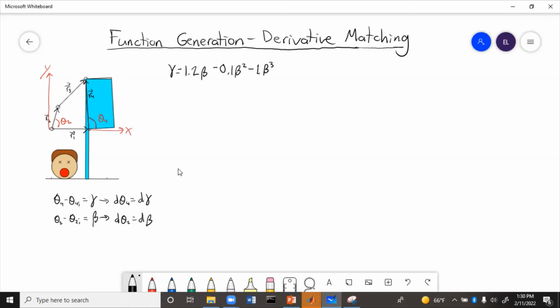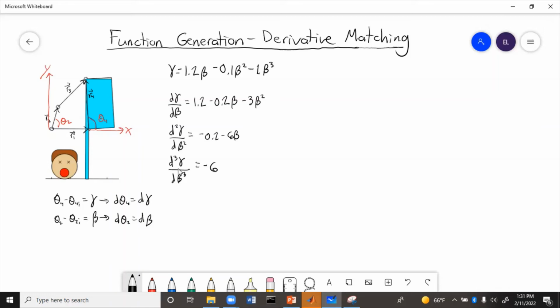So now we need to figure out the first 3 derivatives. We need d gamma d beta, which will be 1.2 minus 0.2 beta minus 3 beta squared. Then the second derivative, d squared gamma d beta squared, equals negative 0.2 minus 6 beta. And then d cubed gamma d beta cubed equals negative 6.